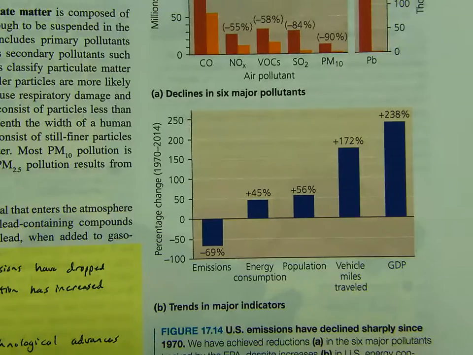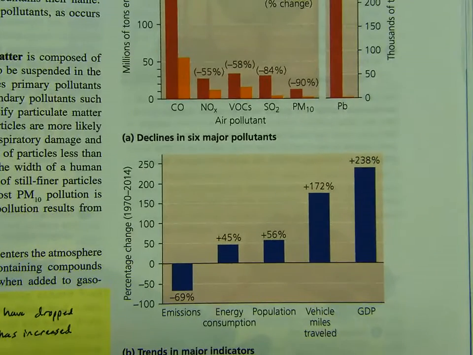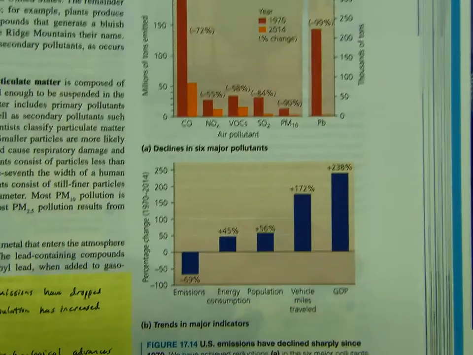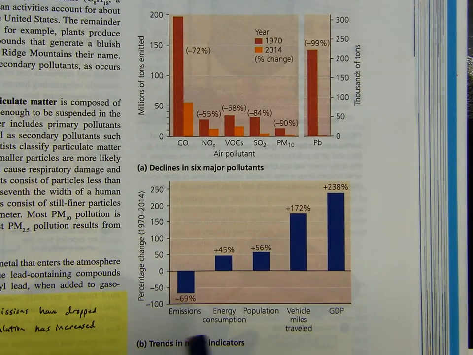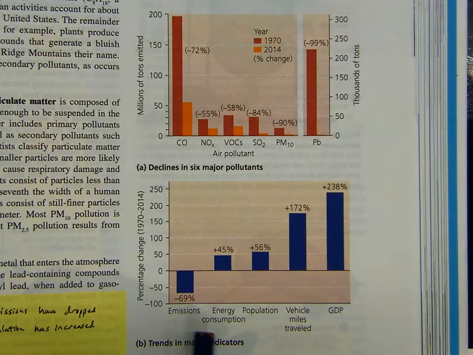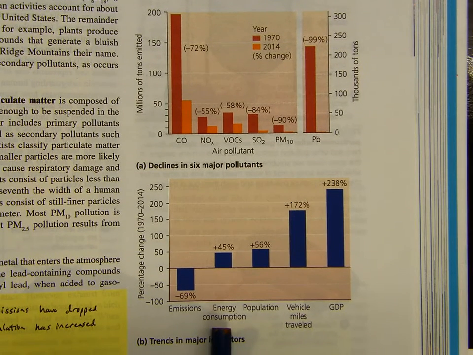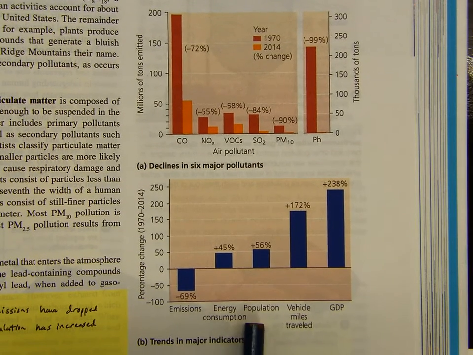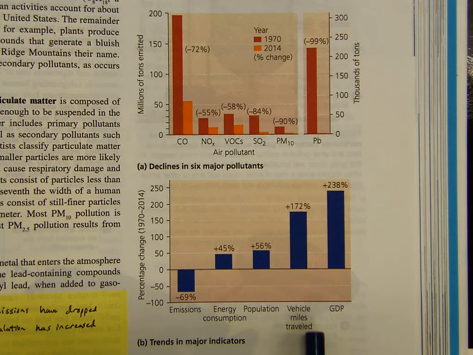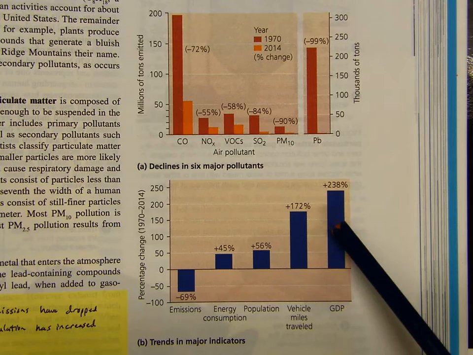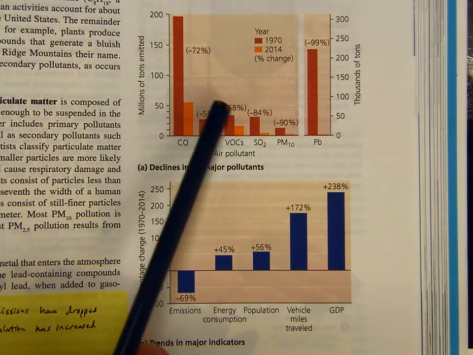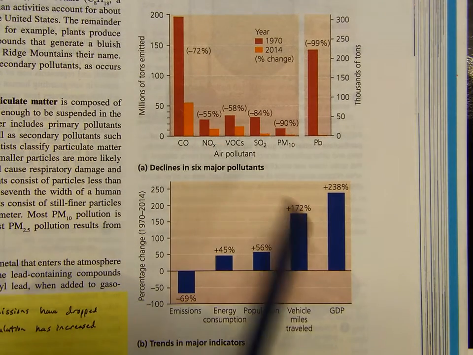So these two charts over here, I'll zoom out just a little bit. These two charts basically show what's going on. Let's start at the bottom, actually. You can see emissions are going down. But look how energy consumption has gone up. The population has gone up. The vehicle miles of travel has really gone up, and the GDP has also gone up. All these things have gone up, but look at the trend of all this stuff. It's gone down a lot.